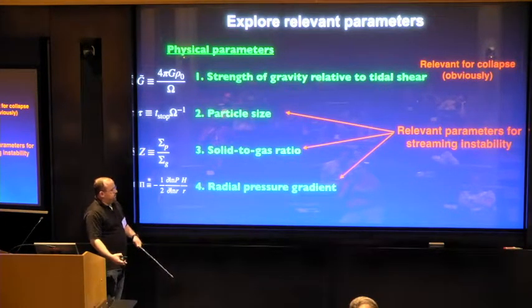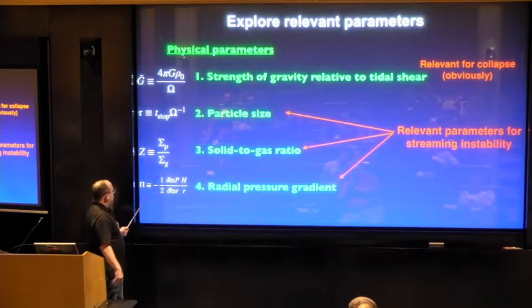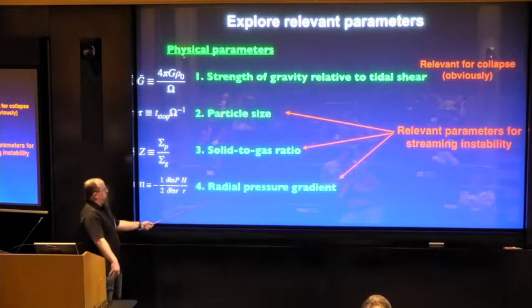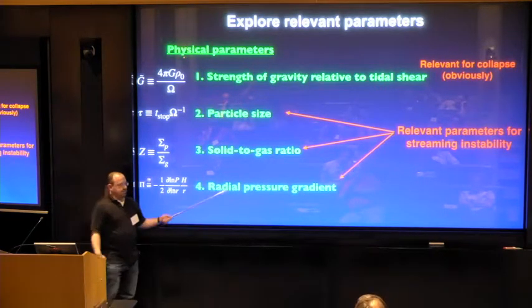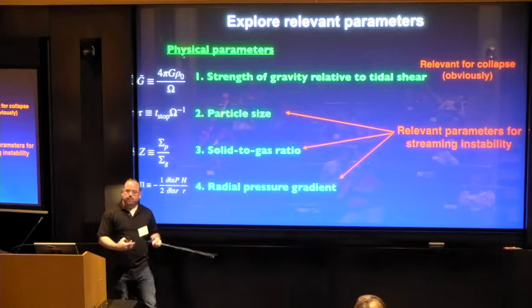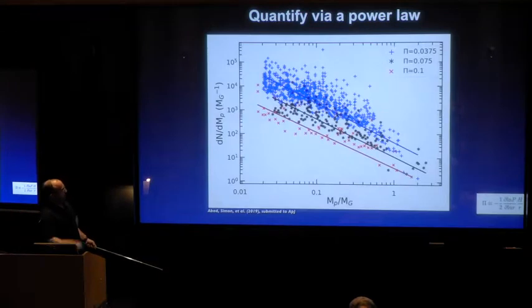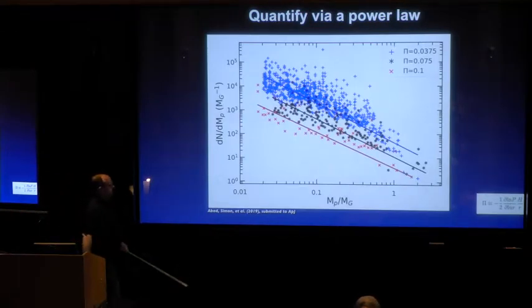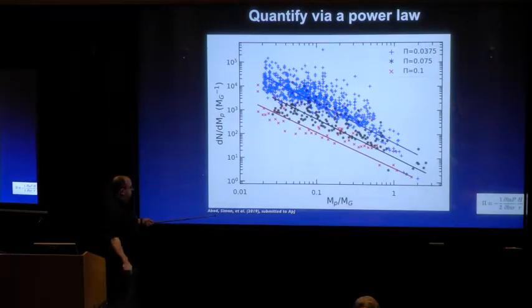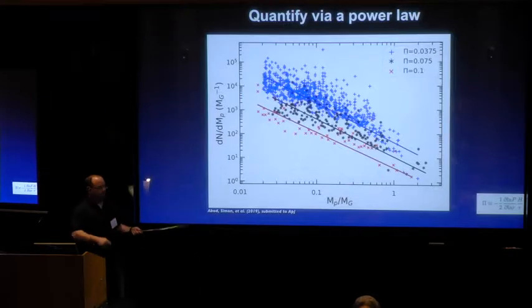Sometimes referred to as the metallicity, though not always accurately, and then the dimensionless radial pressure gradient, which is an important parameter because this actually is what's responsible for driving the physics of the streaming instability itself. Okay, so let's just jump into some results. Actually, I'm starting with the newest results first, and I'll sort of go backwards in a way.